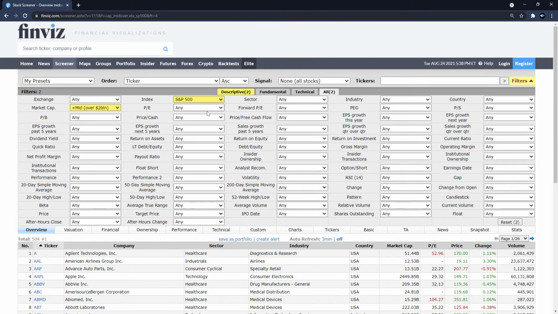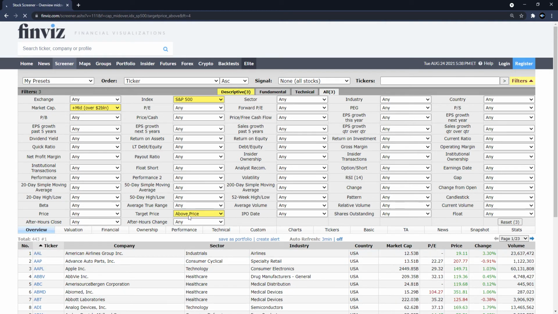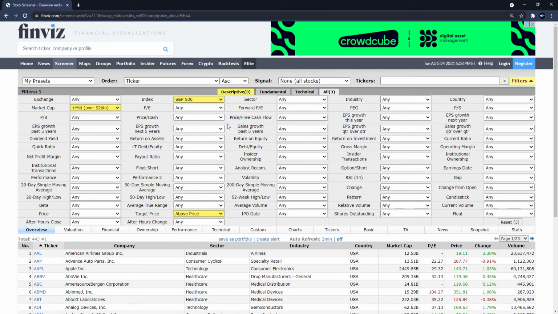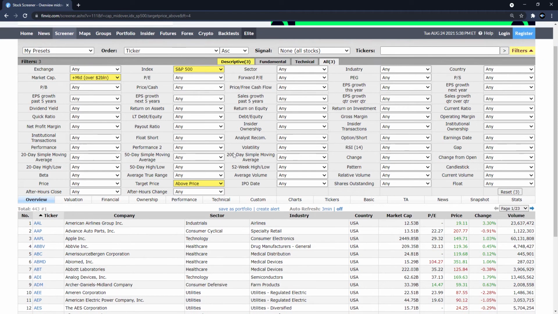What you want to fill into this column right here is the target price. The target price will be above price. That basically means our target price will be above the current price, so we're kind of bullish on the stock. On this third column right here, what we want to fill out is buy or better.